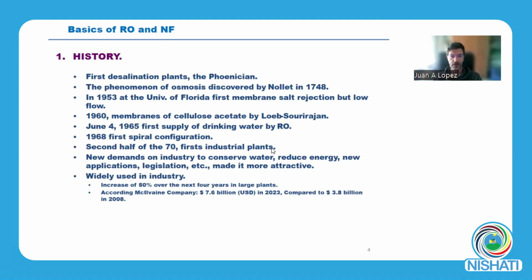Okay. So in the 70s, the first industrial plants were producing water. And now we have many different demands of water in the industry, just to conserve water, to reduce energy, new applications, strong legislation. And so these kinds of desalination technologies, reverse osmosis and nanofiltration, are more and more attractive. So they are currently very widely used in the industry. And the water industry will need bigger desalination plants in the next few years.